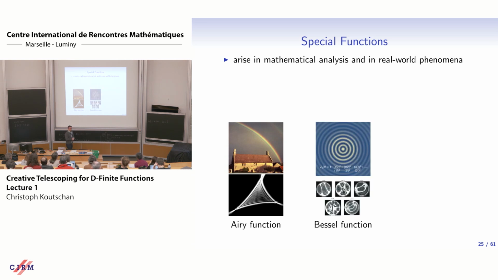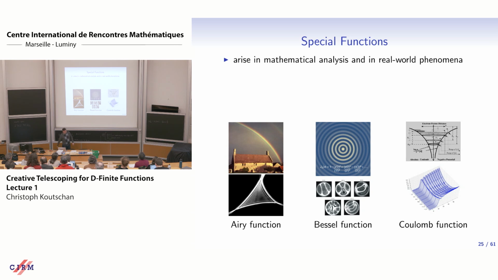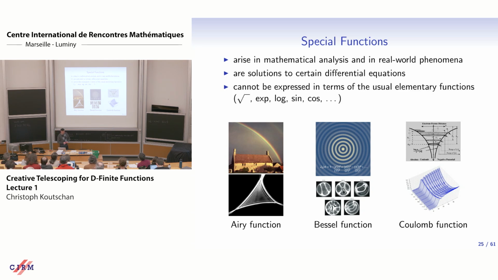Well, and the same is true for the Bessel function. This appears in vibrations of circular shape like a membrane. Then these oscillations can be described by Bessel functions. And there are many, many others, and usually they come from physics, like Coulomb is from electromagnetics. As I said, they are solutions to differential equations and cannot be expressed in terms of elementary functions like square root, exponential, trigonometric functions.